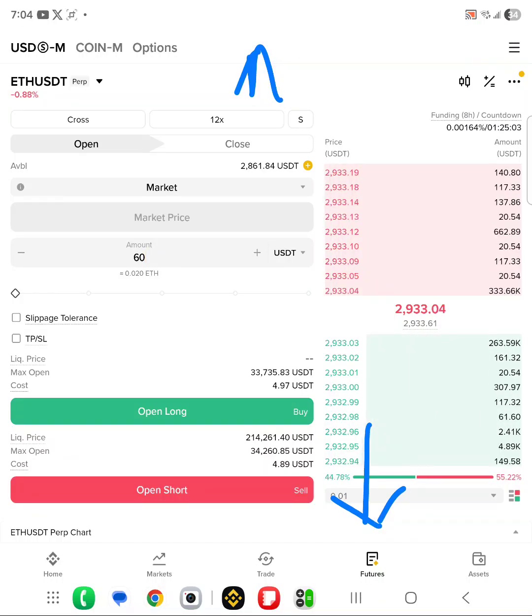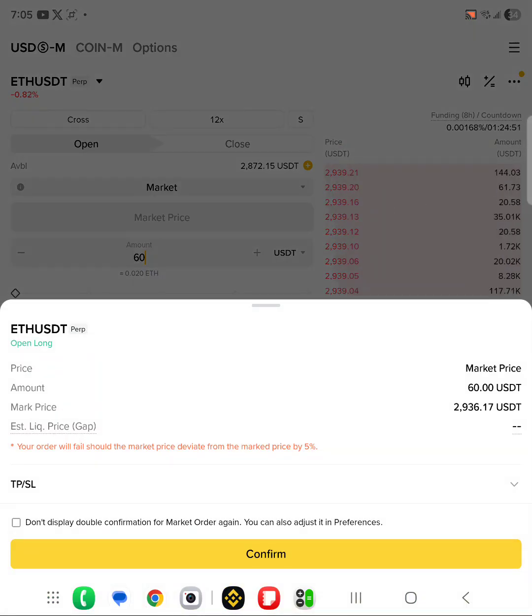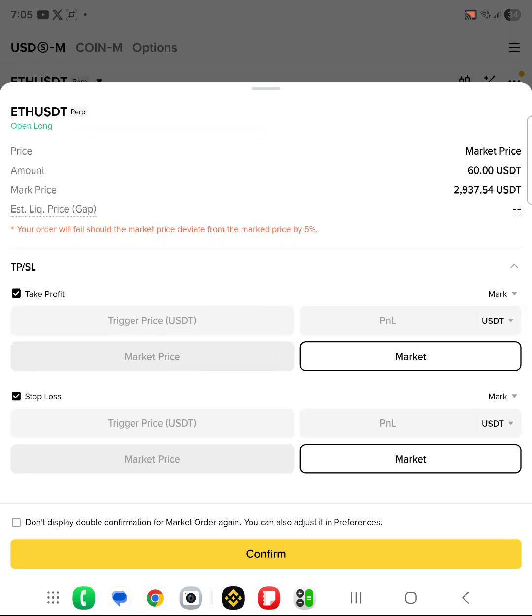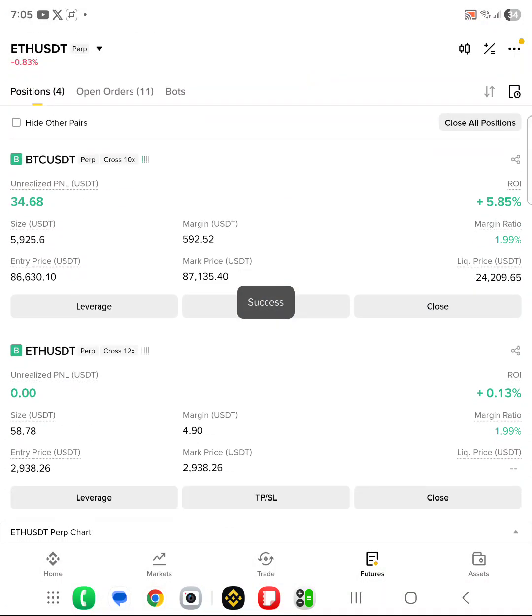So for me, at this time, I am looking at the market going up. Okay, so I will click open long. So it's going to tell me your size is 60, your liquidation is nothing. Now you can either set your take profit or stop loss almost immediately, or you can set it later. So I will show us how to set that one later. So just click confirm. So I just started another trade.